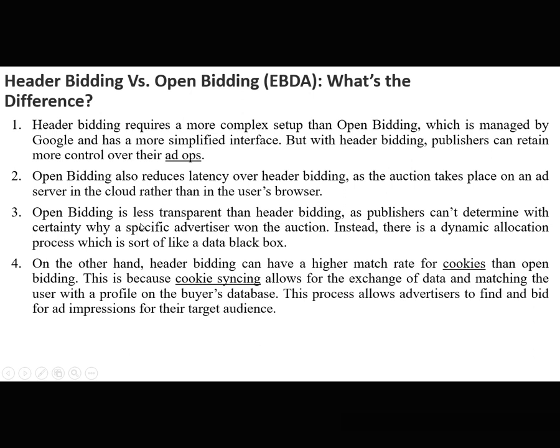Open bidding is less transparent than header bidding, as publishers cannot determine with certainty why a specific advertiser won the auction. There is a dynamic allocation process which is sort of like a data black box. On the other hand, header bidding can have a higher match rate for cookies than open bidding. This is because cookie syncing allows for the exchange of data and matching the user with their profile on the buyer's database. This process allows advertisers to find and bid for an ad impression for their target audience.